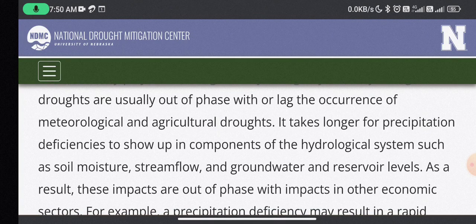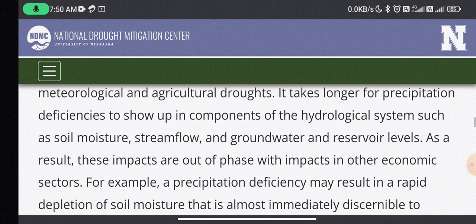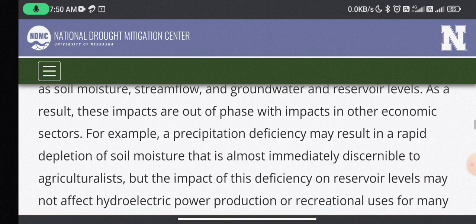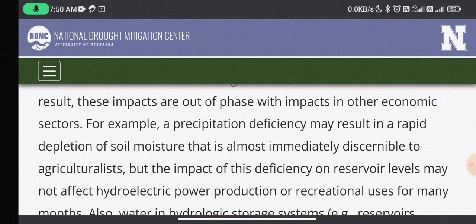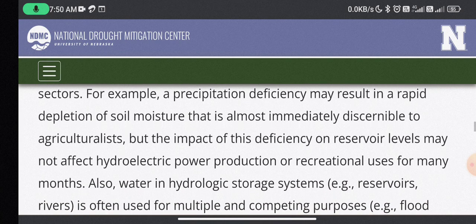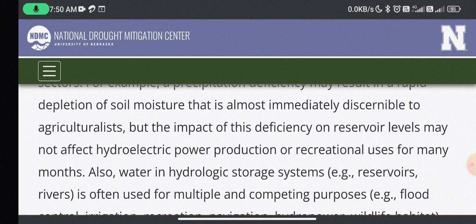It takes longer for precipitation deficiencies to show up in components of the hydrological system such as soil moisture, stream flow, and groundwater and reservoir levels. As a result, these impacts are out of phase with impacts in other economic sectors. For example, precipitation deficiency may result in a rapid depletion of soil moisture that is almost immediately discernible to agriculturalists, but the impact of this deficiency on reservoir levels may not affect hydroelectric power production or recreational usage for many months.